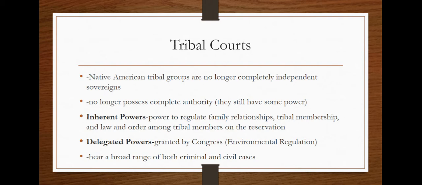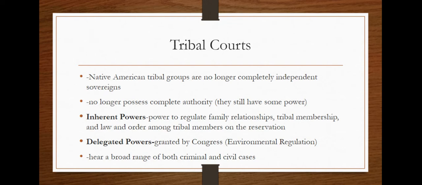They still have some power, but they don't have as much power as they once did. Now, that being said, I'm going to jump down to the bottom. They can hear a broad range of both criminal and civil cases, but just keep in mind they don't have the power that they once did. Now, the power they do have is divided into inherent powers and delegated powers.